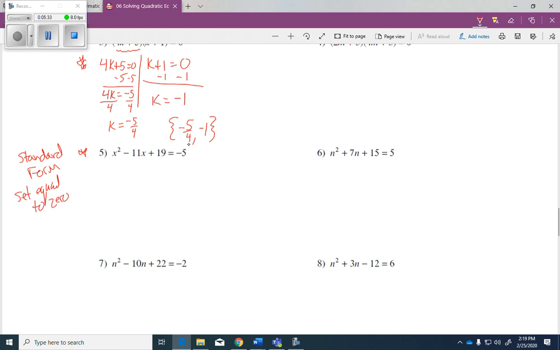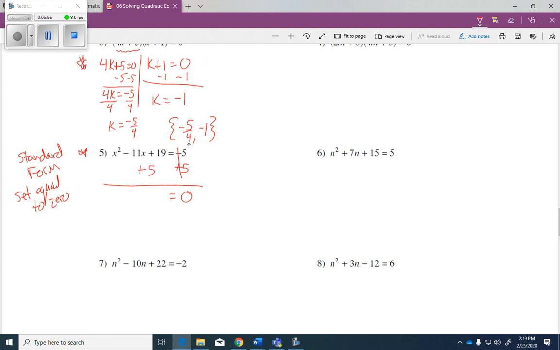So the way we do that is using some algebraic work. I see a -5 on the right side of the equal sign. I want that to be a 0. So I'm going to add 5. Whatever you do to one side of the equation, you have to do to the other side. So now over here, I have a 0.